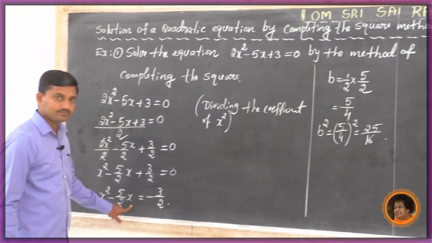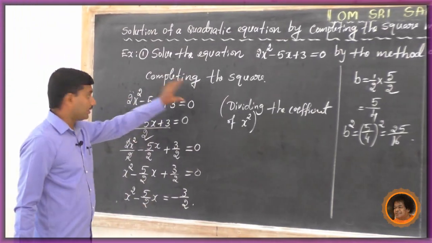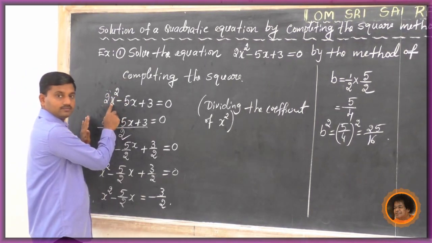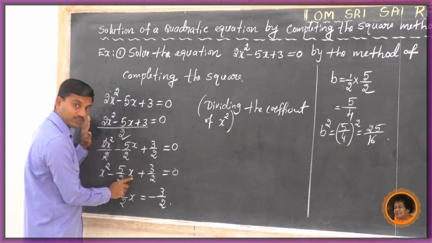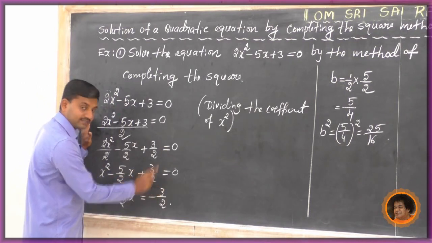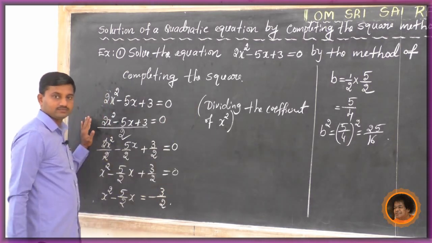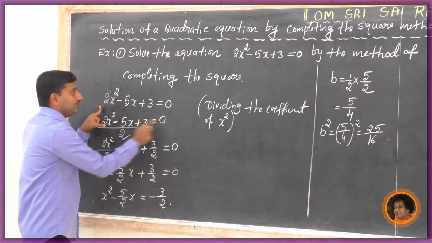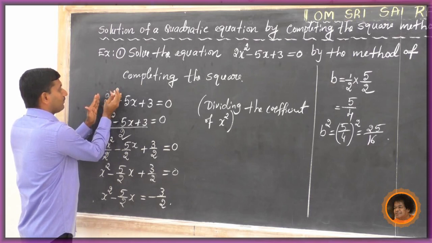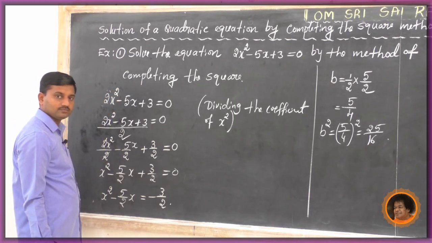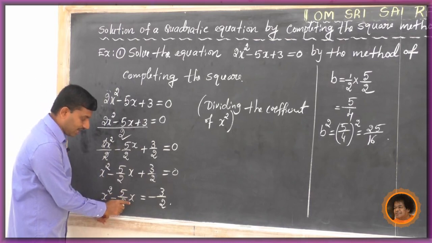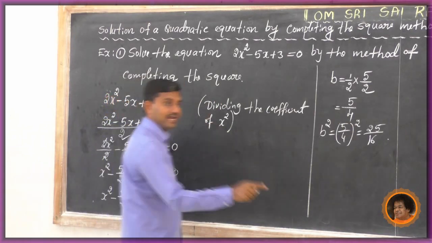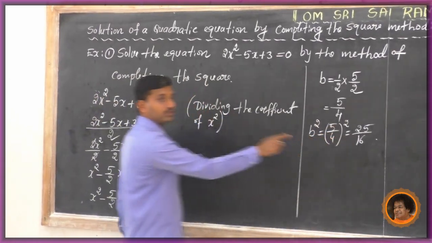So what is the first step? Standard form. Suppose the coefficient of x square is 1. Take half of the coefficient of x, add it to both sides, and square it. Suppose the coefficient of x square is not equal to 1, then divide the equation throughout by the coefficient of x square. So next take half the coefficient of x. So here the b square value is 25 by 16. Now add 25 by 16, the b square value, to both the sides.